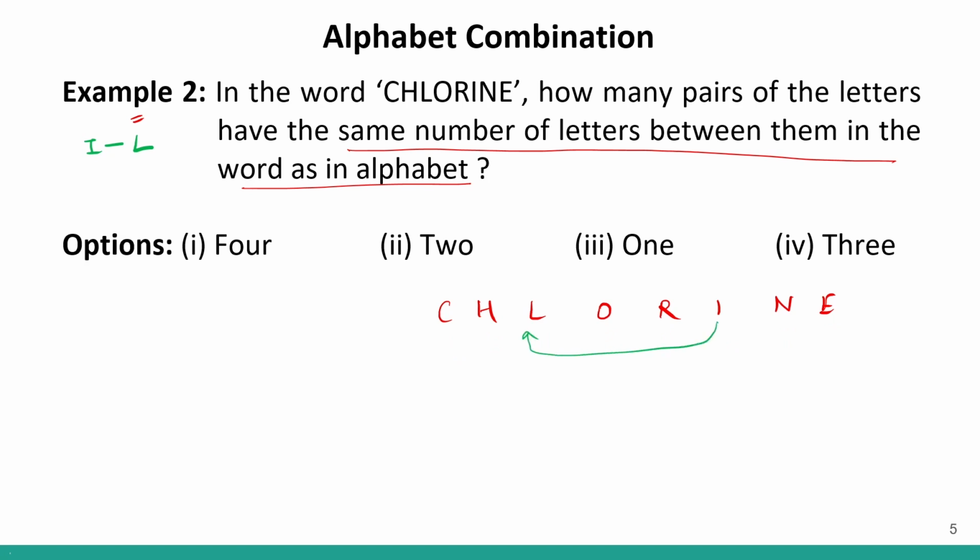This is the only pair in which there are the same number of letters between them as there are alphabetically. So the answer will be option number 3, 1. Option number 3, 1 will be the correct answer to this question. Okay.